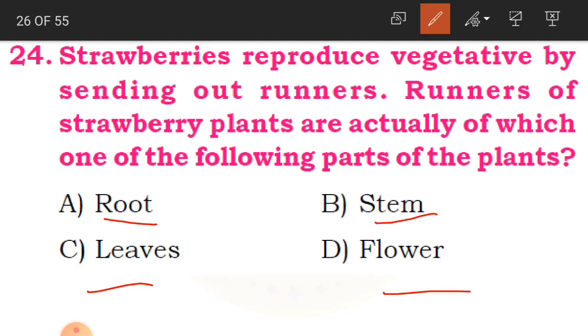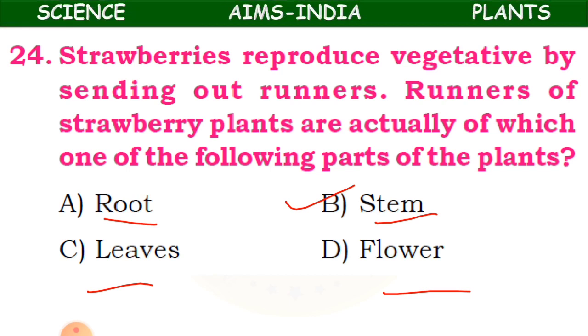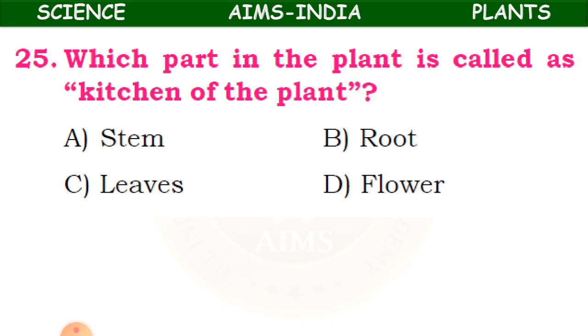So which one is this? The stem. Okay, this is called runners. Through the stem they are going to reproduce. Clear, children? Now the 25th question.